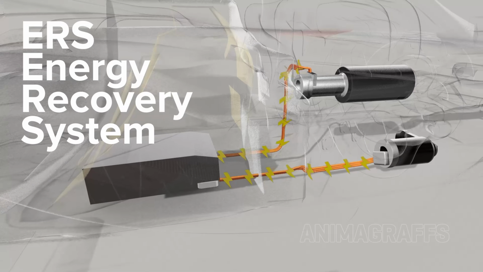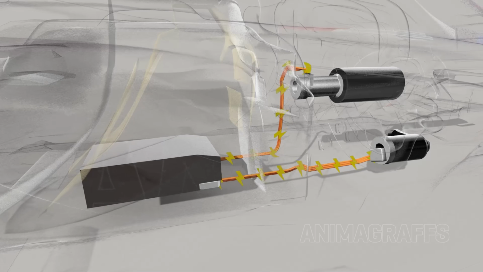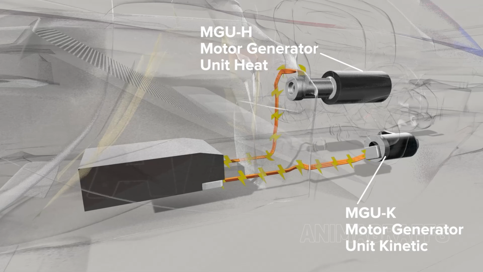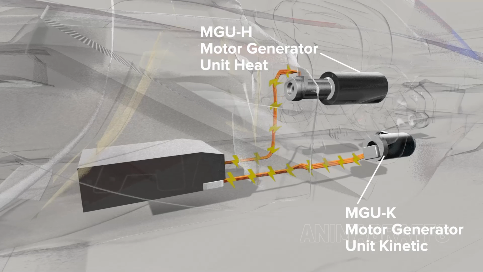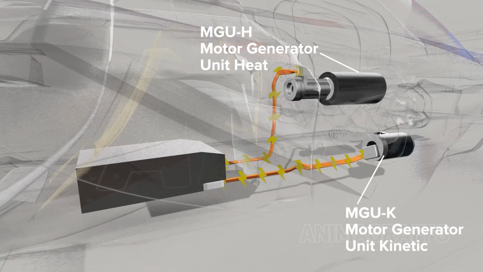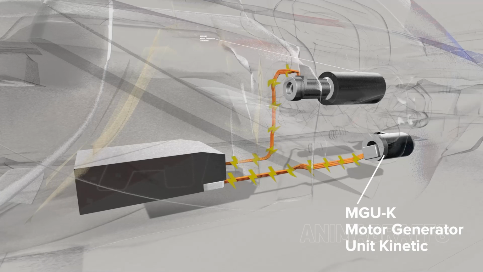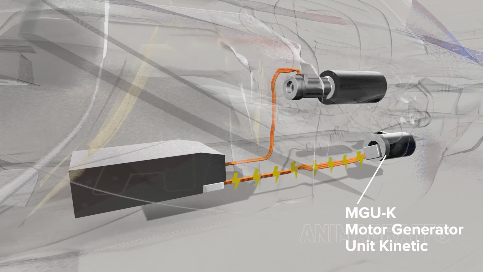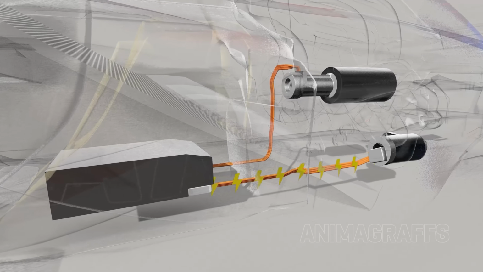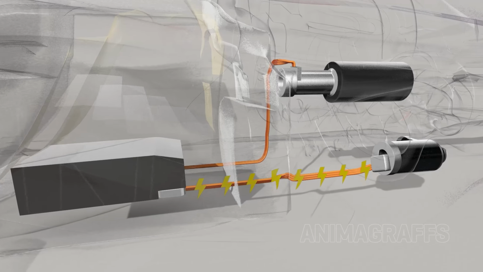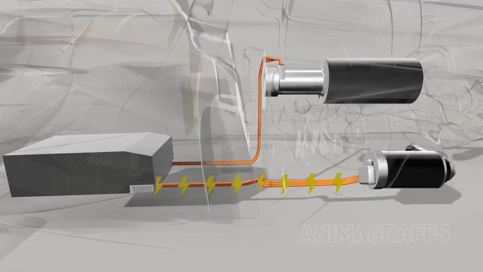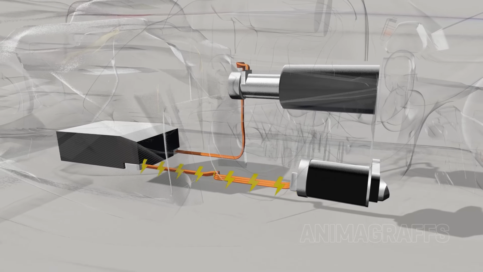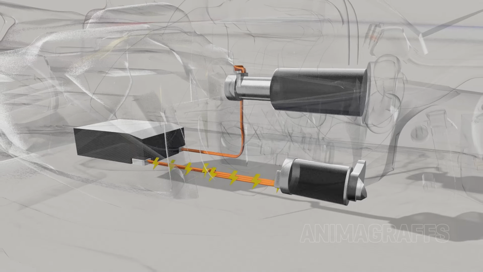Energy recovery system. The MGU-H and the previously shown MGU-K together make up the hybrid functionality of the modern F1 car. Both units generate electrical charge for the battery. Once sufficiently charged, the battery can send power back through the MGU-K unit, which, again, is geared to the crankshaft. In this way, the MGU-K can generate an additional maximum 160 horsepower, or as much as a small separate car engine.